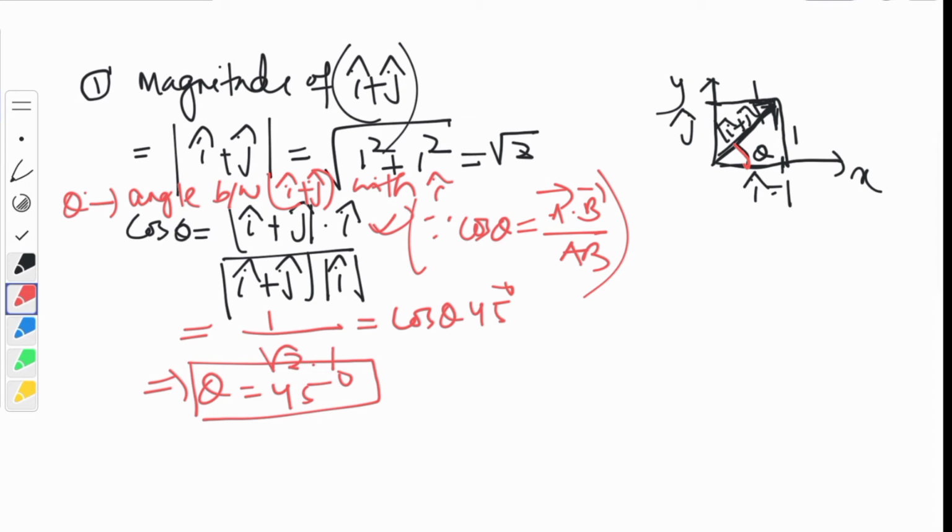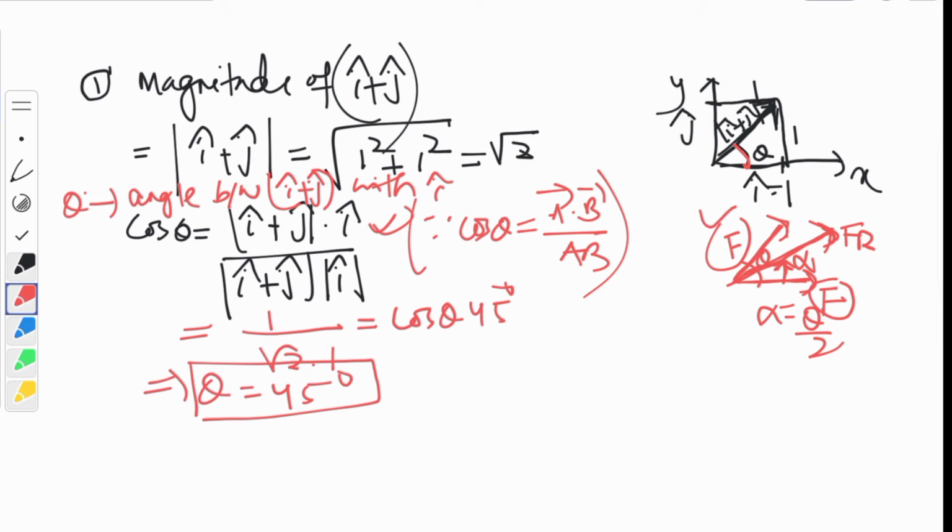Okay. See, another way to look at it, children. Suppose this is your vector F and this is another vector F, then the resultant vector FR makes an angle, suppose alpha, with them. When two equal vectors are there, their resultant will make how much? Suppose the angle between them is theta, then alpha will be theta by 2. It will just bisect the angle between the two vectors. So here the resultant vector will bisect the angle between the given vectors. When two vectors are equal, children, their resultant will just bisect the angle given.